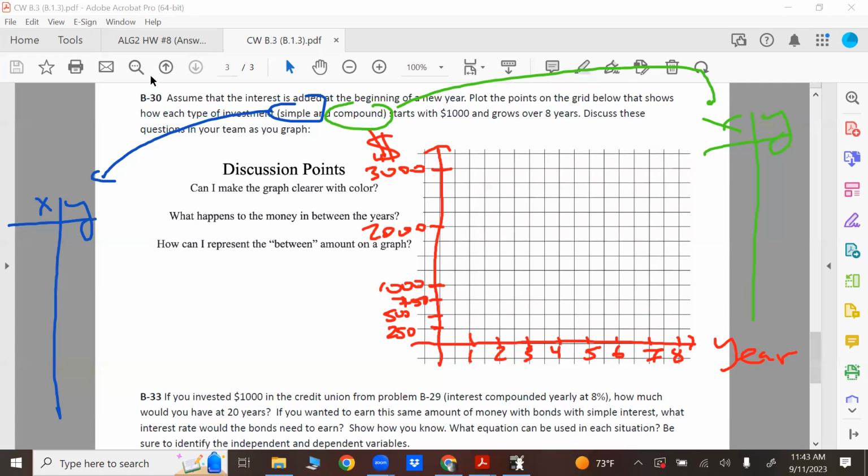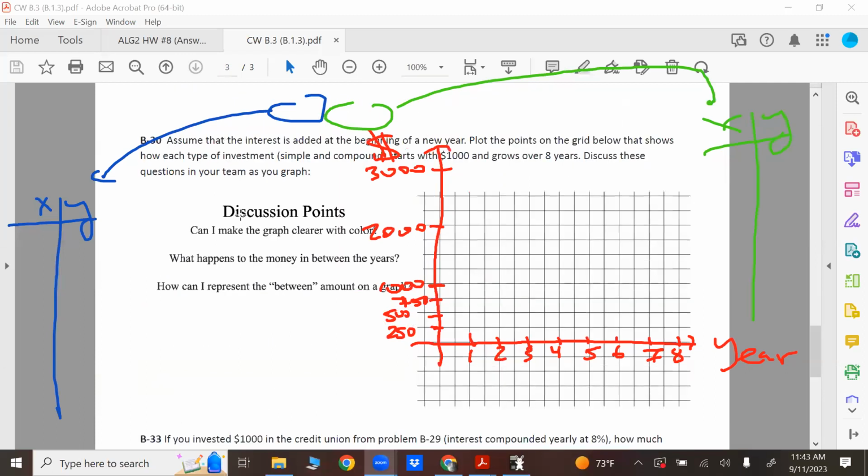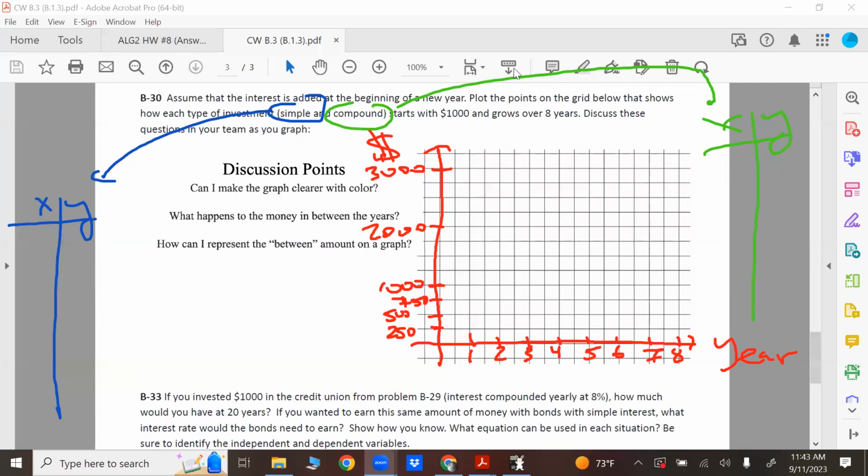And here are the data points, right? Remember, we started with 0. Was it 0 we started with? Yep. So 0 was 1000. 1 was 1080. 2 was 1160. 3 is 1240. 4 is 1320. So what I want you guys to do is fill out the rest of this table: 5, 6, 7, 8.